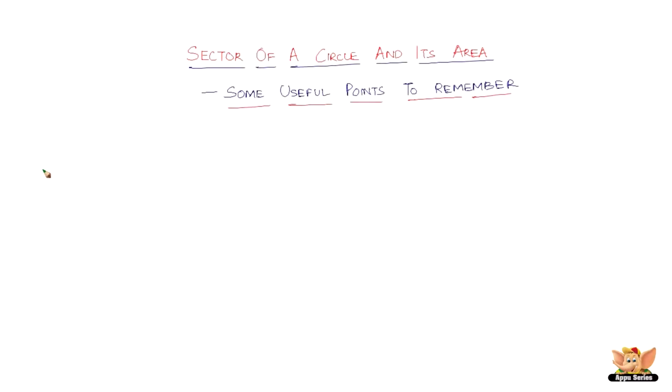In this video, let us look into the topic of sector of a circle and its area, in which we will look into some useful points to remember. So the points are going to be based on the clock. Now say we've got a clock here, right? This is the clock. Say we've got the hour hand and the minute hand, all right?